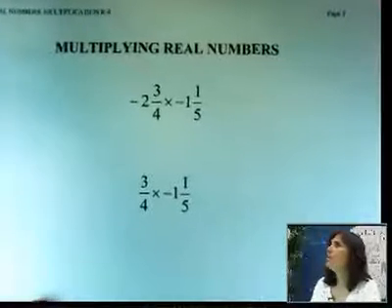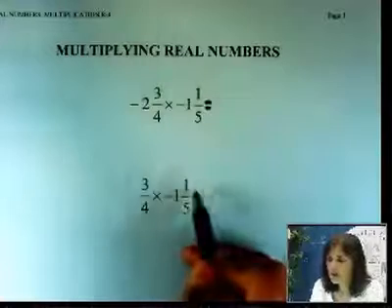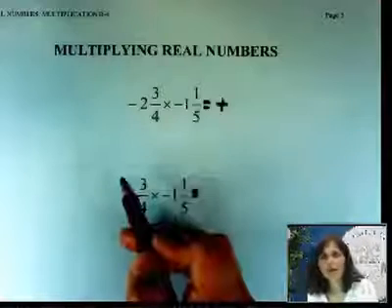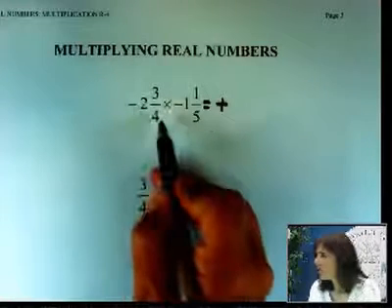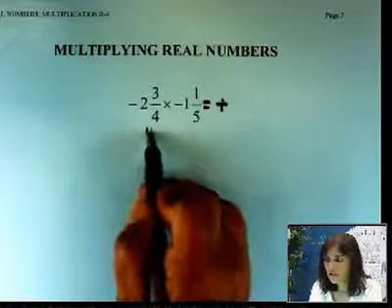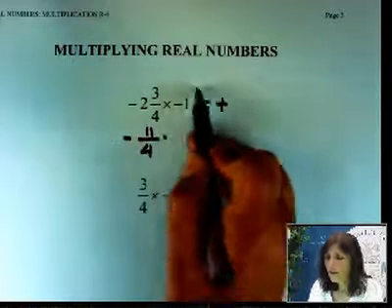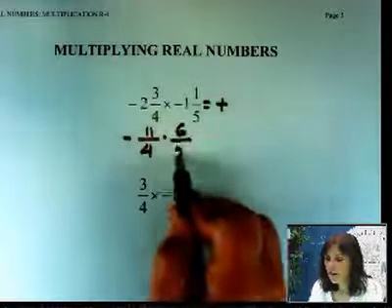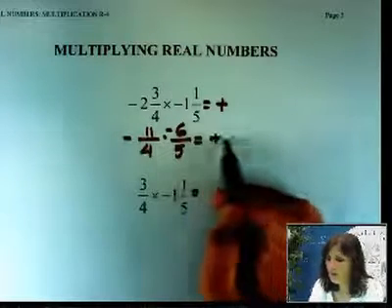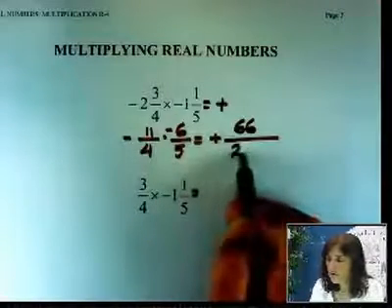How about mixed numbers? Remember, you don't like multiplying mixed numbers. When they are signed, you again pay attention to the sign. Two negative will give me a positive, but I don't like multiplying mixed numbers, so I'm going to change them into improper fractions. 2 times 4 is 8, plus 3, 11. 5 times 1 is 5, plus 1, that's 6. And that's a negative. Two negative will give me a positive. Now watch. Multiply across. Multiply across.